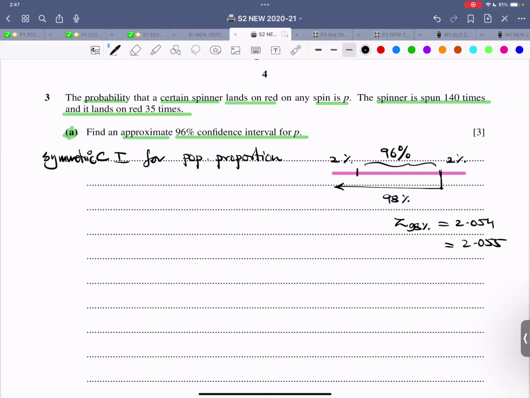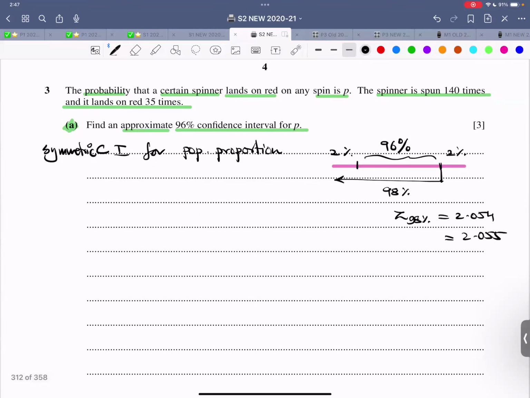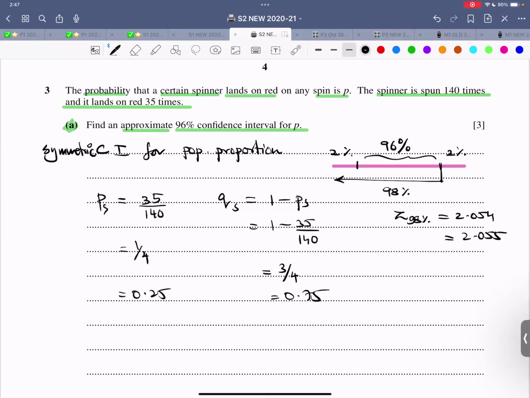That is also a very common value. So now this thing is calculated. We need the proportion of success. Proportion of success is 35 over 140. Proportion of failure should be 1 minus PS, 1 minus 35 over 140. So this is 1/4 and this is 3/4, or this is 0.25 exact, this is 0.75 exact.